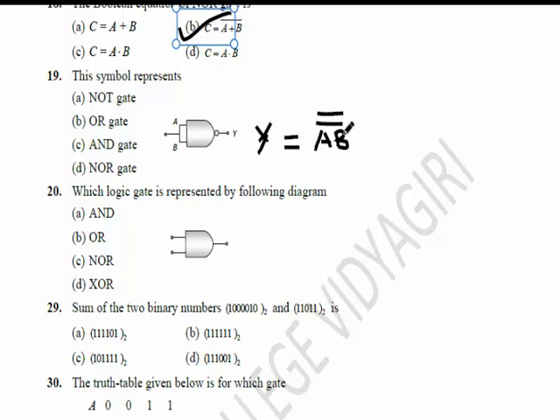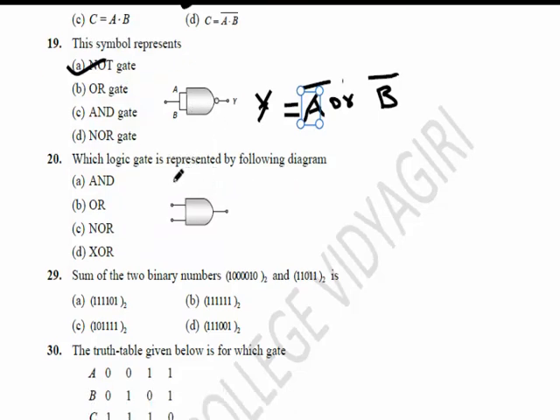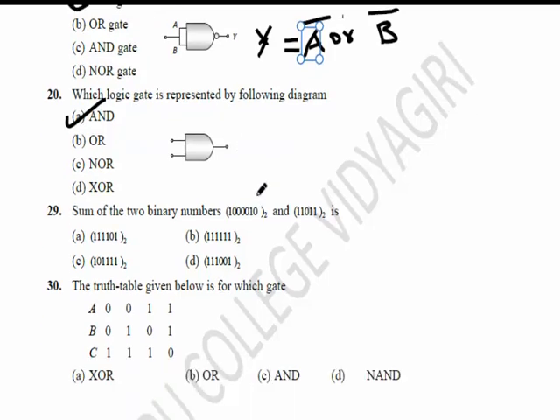Input and outputs are same means, here is first, A is also input, B is also input. Now it will be like this, A bar or B bar, A bar or B bar. So it means it is a NOT gate. So 19th option is NOT gate, A. Next 20th, which logic gate is represented by the following diagrams? This logic gate is for AND gate. 20th option is A.